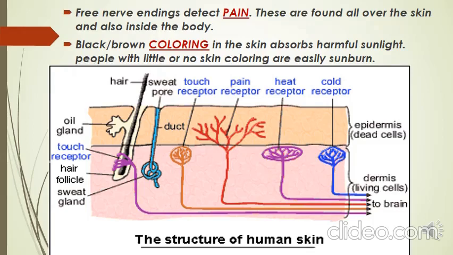Receptors, actually this word is used for the cells which receive the changes, or which receive the messages. And one thing more, in this diagram, students, you can see that all of the receptors are present in the dermis, which is the inner layer, except the pain receptors. The pain receptor lies in the epidermis, which is the outermost layer of your skin.